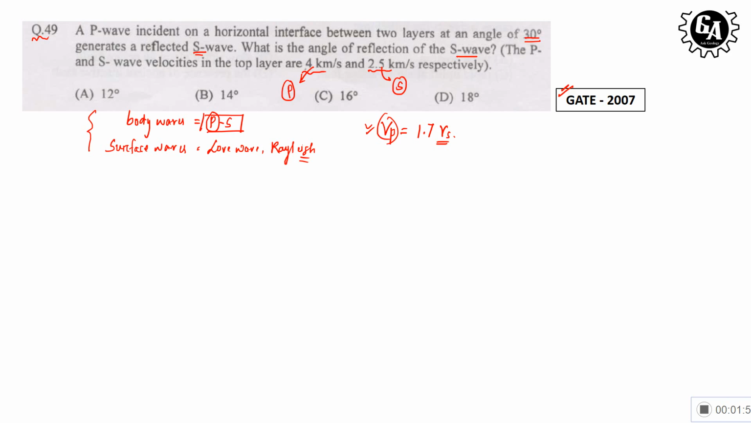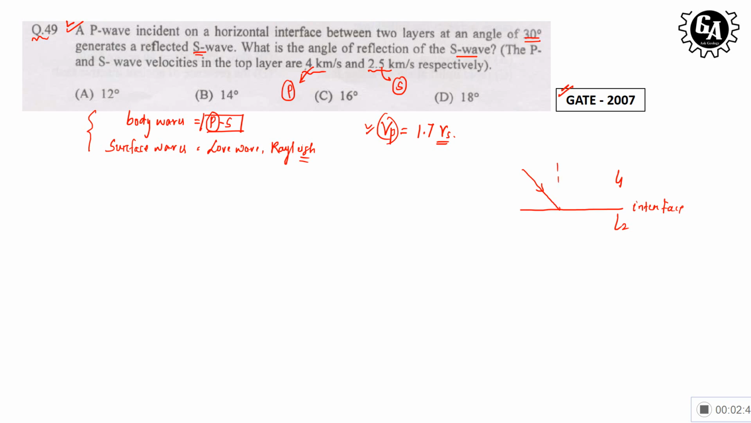Before going to solve this question, we can draw some conclusions from it. You can see that this is a horizontal interface. This is the upper layer, layer 1, and this is layer 2, and this is the interface. Now it is asking about a P wave incident on a horizontal interface. This is the horizontal interface and the P wave is incident here. This is the incident P wave between two layers at an angle of 30 degrees.